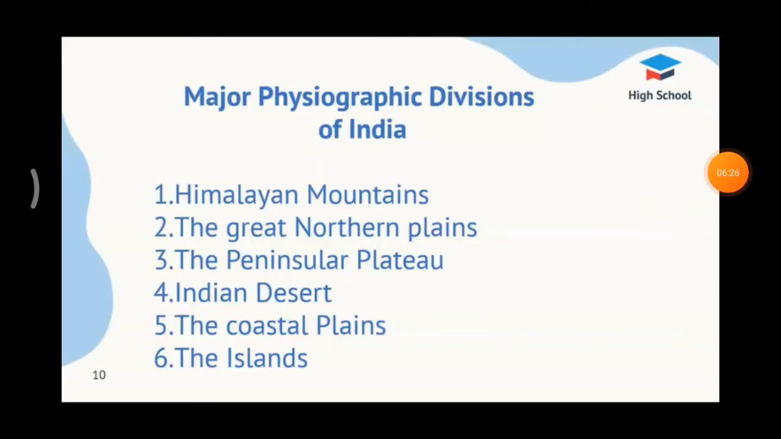Major physiographic divisions of India. Boys, in our book, there are only 5 divisions. First one is Northern Mountains, that is the Himalayan Mountains. Second one is Northern Plains, that is the Great Northern Plains. Third one is Peninsular Plateau. Fourth one is Coastal Plains. And fifth one is Islands. Now we are going to see in detail one by one.